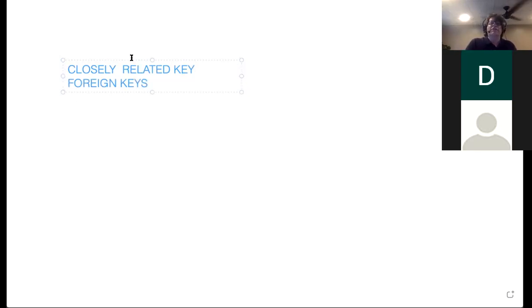Does anyone know the definition of a closely related key? If not, does anyone want to guess at the definition of a closely related key? Does anyone care about closely related keys?